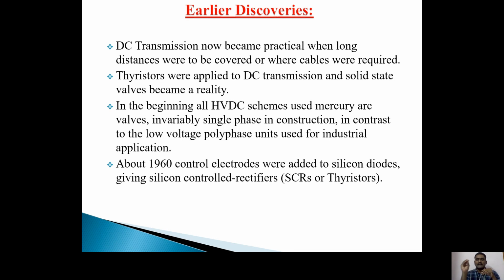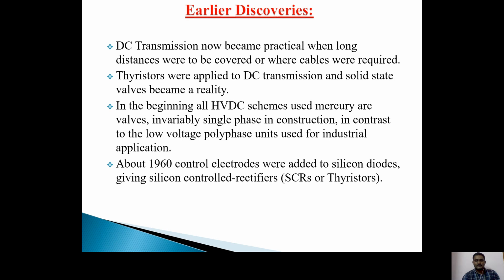In the beginning, all HVDC schemes used mercury arc valves, invariably single phase in construction, in contrast to the low voltage polyphase units used for industrial application. About 1960, control electrodes were added to silicon diodes, giving silicon controlled rectifiers, those are SCRs or thyristors.